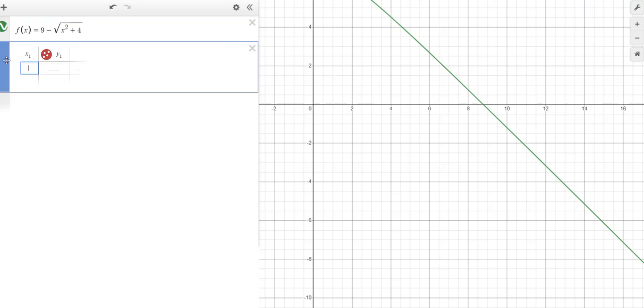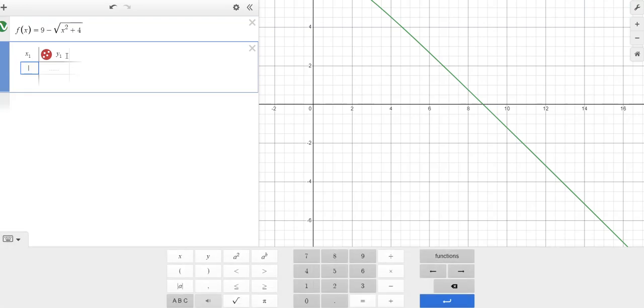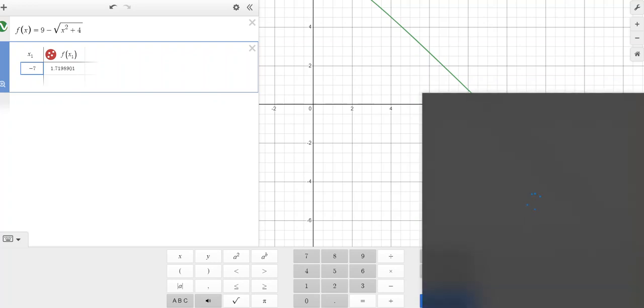And I'll make a little table for each x, each test value. I want to find f of x1. And the first test value I chose was -7. Gives me about 1.72. And remember, I wanted that to be less than 3. That is true.